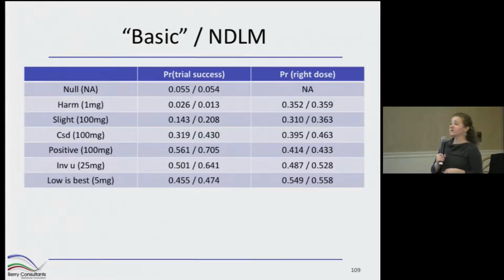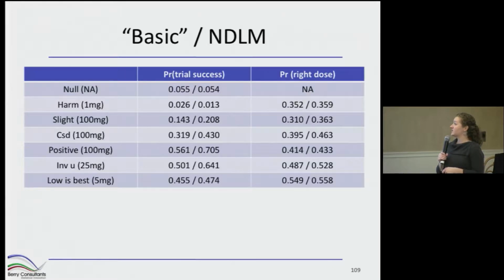Now I'm going to go back to that table where we're looking at the probability of success. In each one of these cells, we have two numbers. The number on the left is our basic trial that we just looked at before. The number on the right is where we've done nothing else except add a dose-response model. Under the null scenario, we have about the same type 1 error rate, about 5%. But in some of our other scenarios, we start to see some pretty big increases to our power.